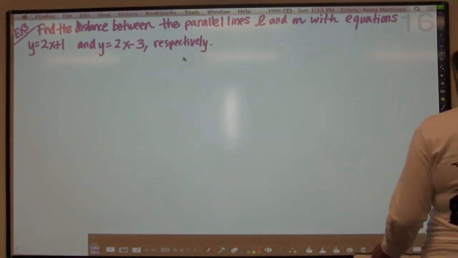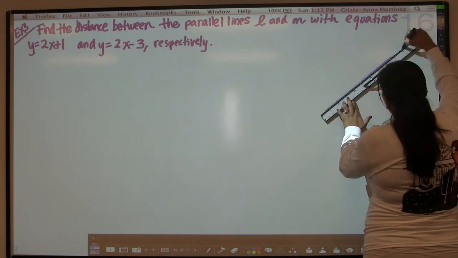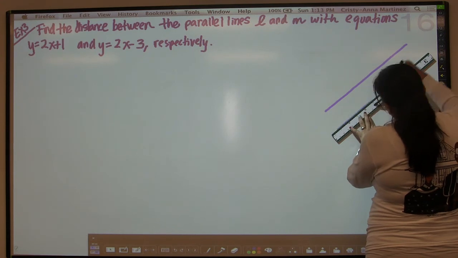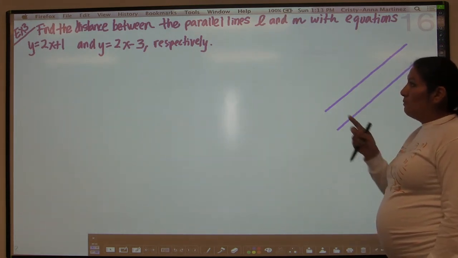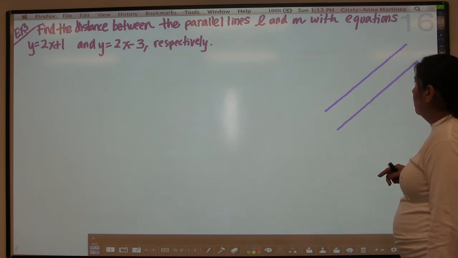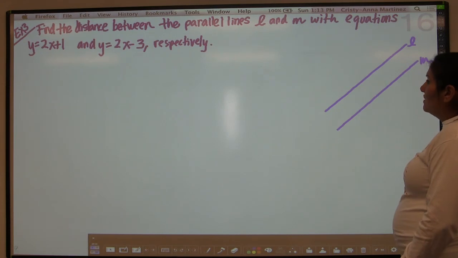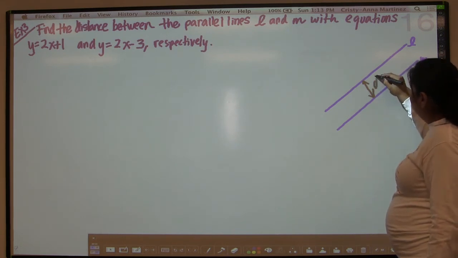We have a line, and then we have another line that is parallel to it. They both have the same slope, so they're parallel, okay? So here's like our line L and our line M. And they want us to find the distance that's between the two lines. They want us to find this guy right here.